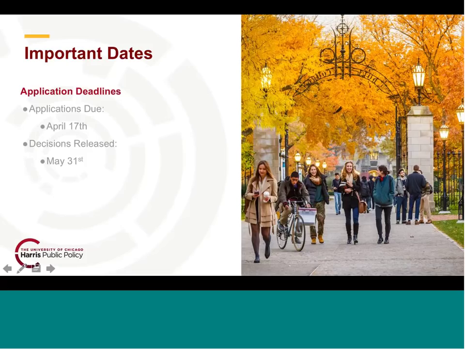Important dates. So the application is due on April 17th. Decisions are going to be released on May 31st. Sometimes we'll get a lot of questions from students. Is it midnight on April 17th? Well, what if I'm in Beijing and it's a 12-hour time difference or 14 hours? We encourage you to submit on April 17th, whatever time zone you're in. Don't worry too much about that, but submit on April 17th. Decisions will be released on May 31st.